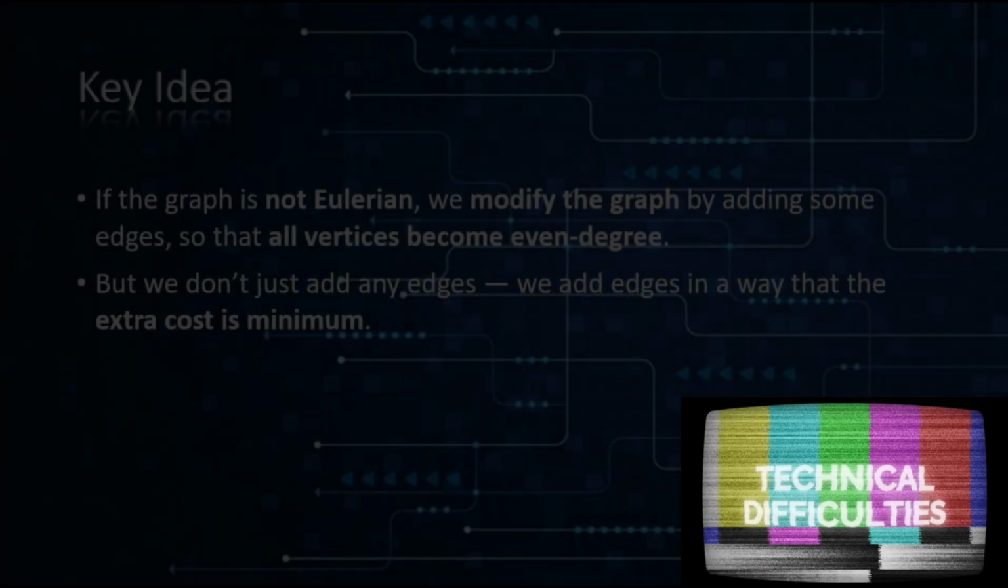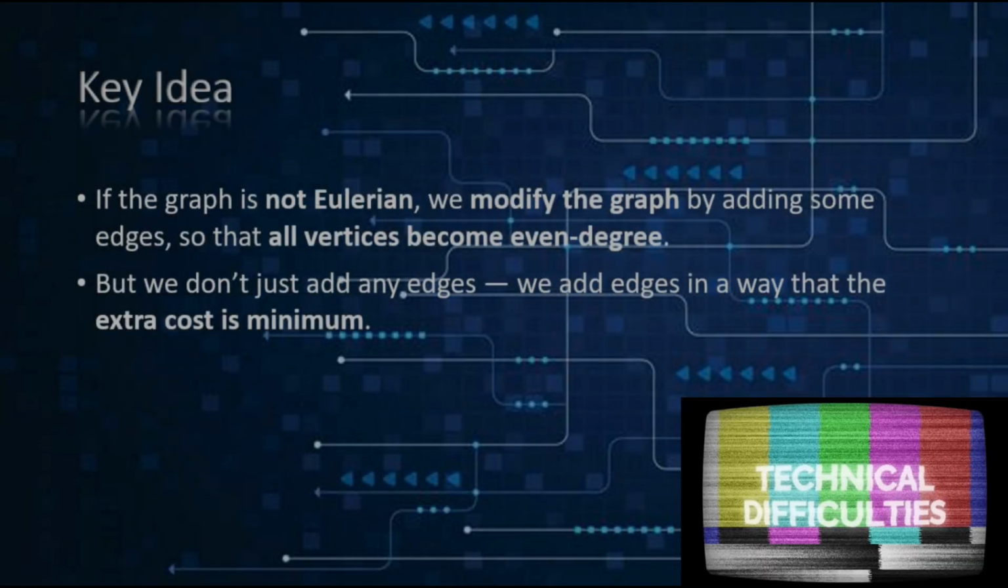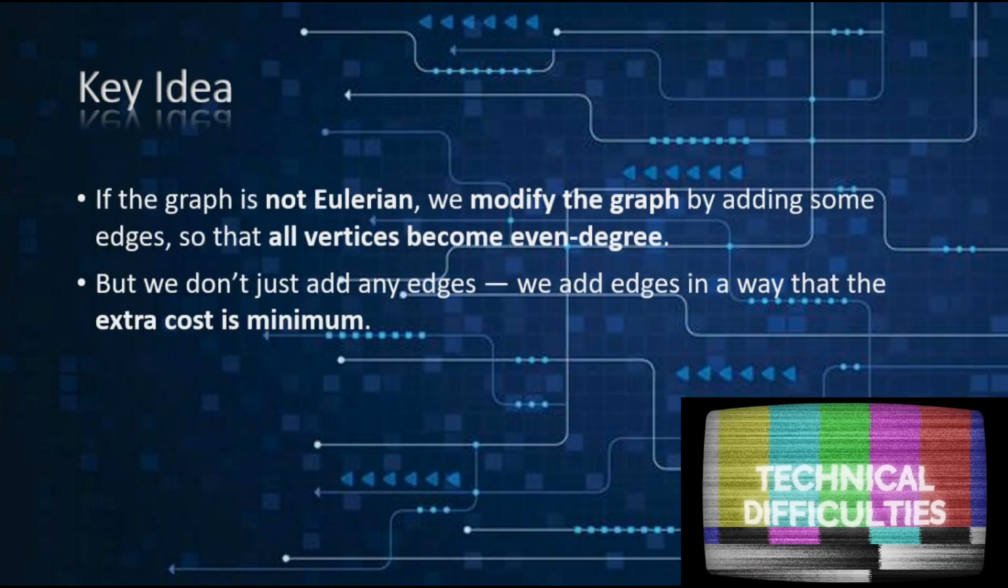Now let's talk about the core idea behind the Chinese Postman algorithm. Suppose our graph is not Eulerian. That means it has odd degree vertices. The algorithm does not try to avoid those vertices. Instead, it asks a very practical question. How can we modify the graph so that it becomes Eulerian, but with the least possible extra cost? The modification is done by adding edges to the graph. But again, these are not real edges being built. They represent retracing existing paths. The postman might need to walk along some roads more than once, and that's okay, as long as the total extra distance is minimum.